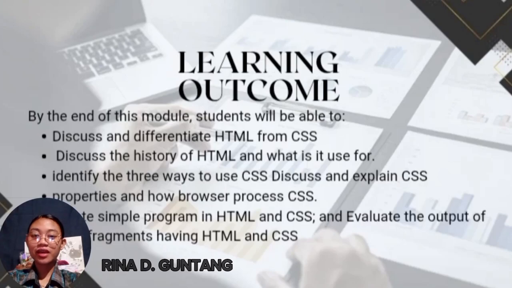Learning outcomes. By the end of this module, students will be able to discuss and differentiate HTML from CSS, discuss the history of HTML and what it is used for, identify the three ways to use CSS, discuss and explain CSS properties and how browsers process CSS, and also create a simple program in HTML.